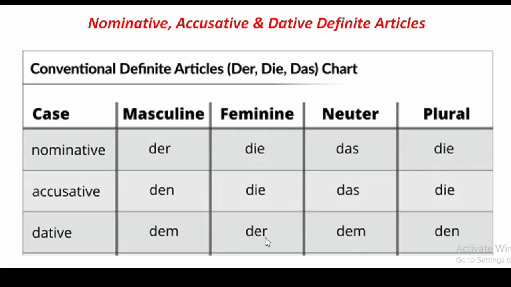Whenever I want to understand this table, I just focus on these two cases, nominative and accusative, where you have only one difference. Der changes into den for the masculine noun. The rest of the table is almost the same for both cases. In dative case, we use basically the article der for the feminine noun, dem for neuter and masculine, and den for plural.